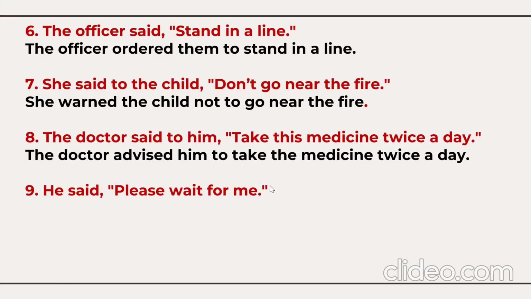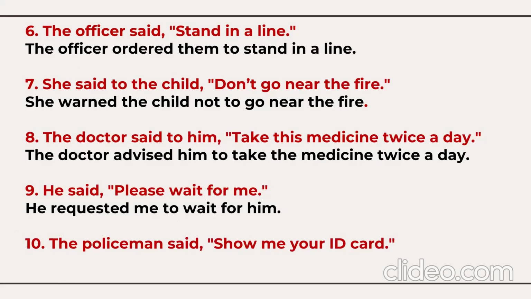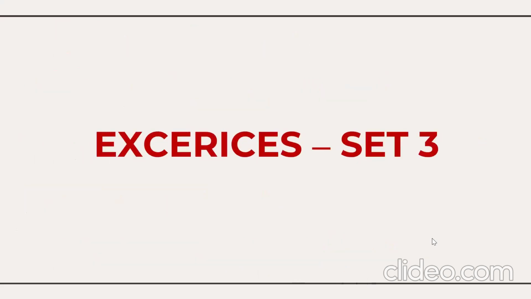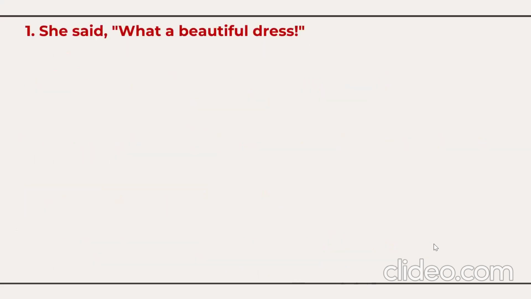He said, please wait for me. So he requested me to wait for him. The policeman said, show me your ID card. The policeman asked me to show him my ID card. We can't say to show him his ID card. No. The policeman asked me to show him my ID card. Okay. So now we are moving to the next set here. Again, exercise spelling error. I can't change it now.